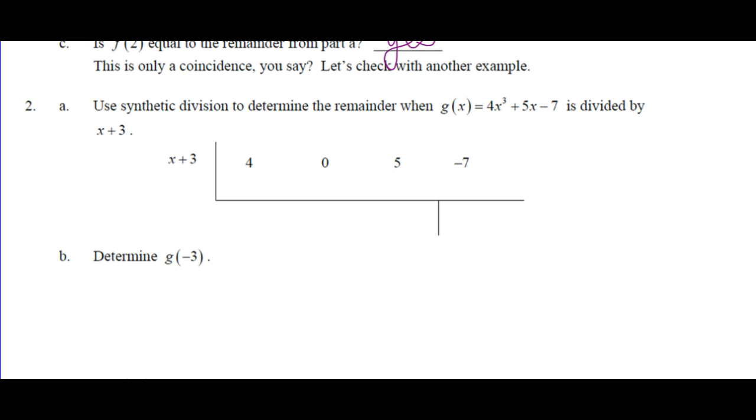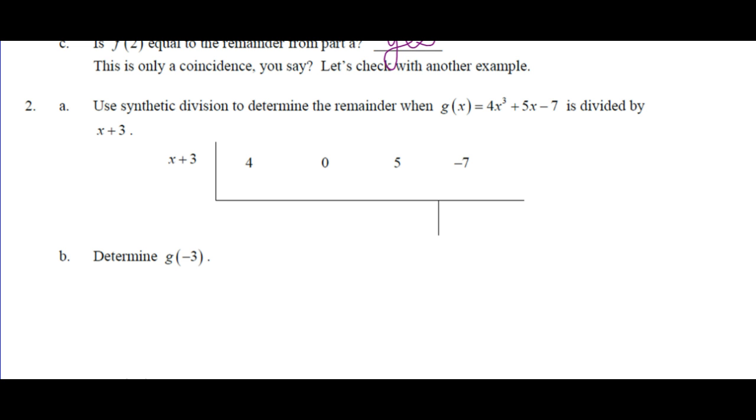There's some reasoning in there. It's inductive reasoning. All we do is try stuff out and see if there's a pattern. What's going on here? Right now, okay, let's try this one. If I divide by x plus 3, we're going to get a certain remainder. And then what happens if we determine g of -3?